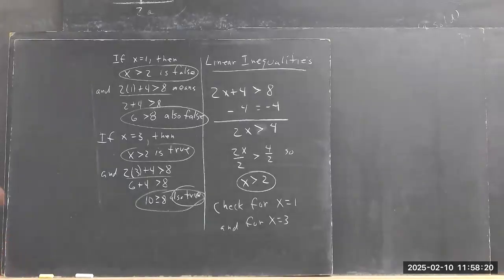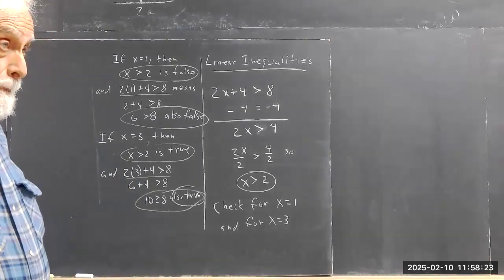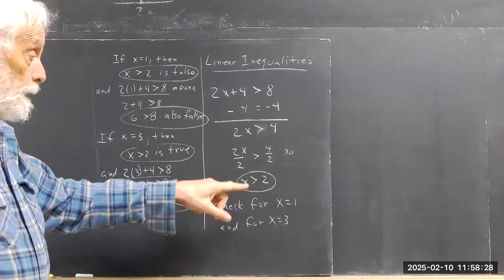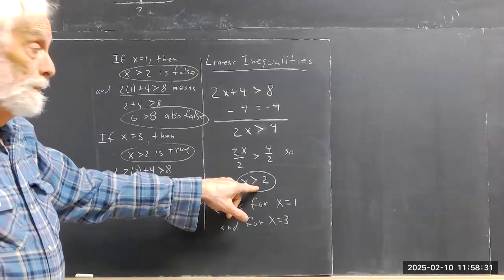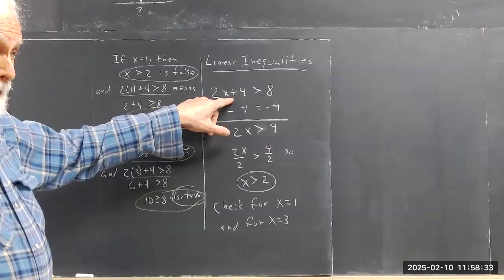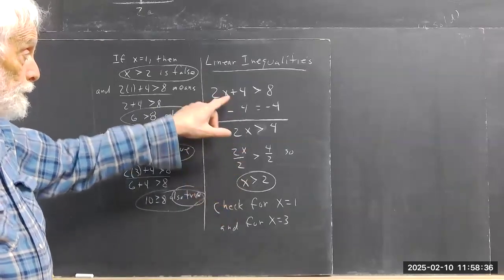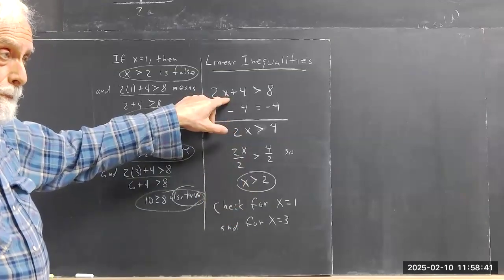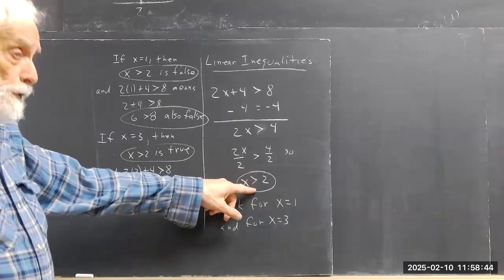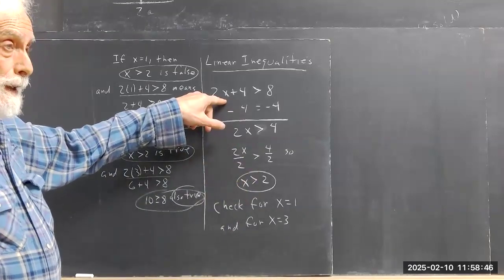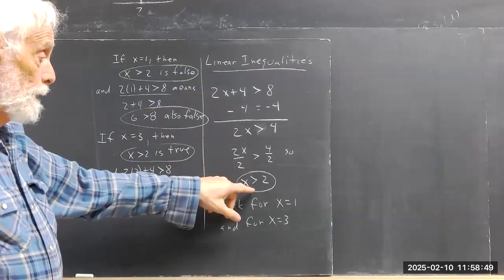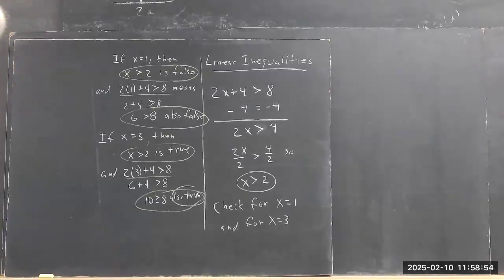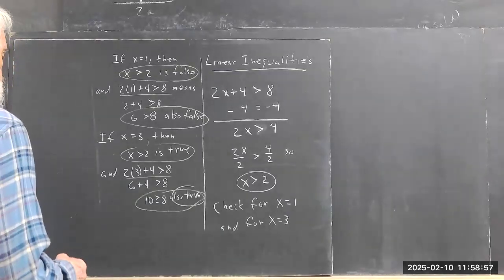Okay. And you can't find any number less than 2 that'll make this true. And you can't find any number bigger than 2 that'll make this false. Okay. If x is less than 2, this is always false. If x is greater than 2, this is always true. Okay, now what we do is we can graph that solution.